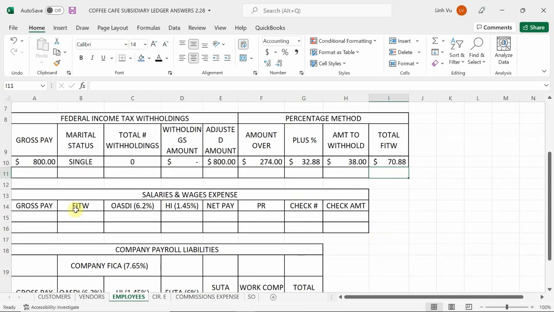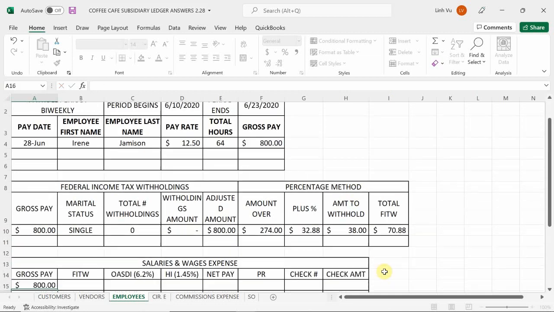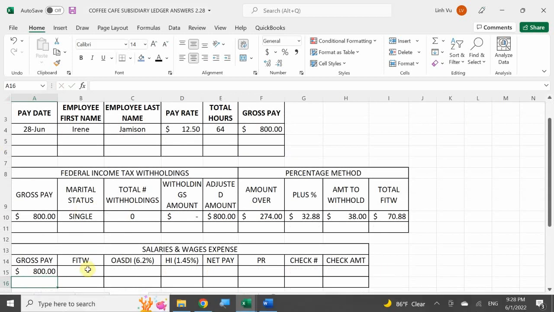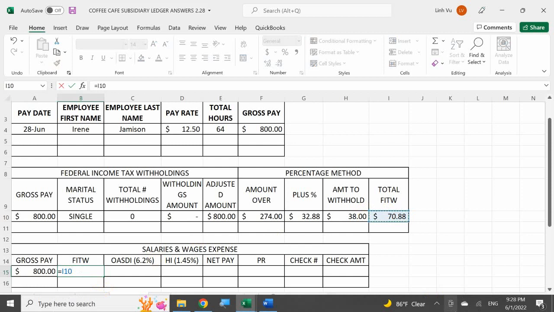Now let's talk about what other taxes she is also subject to pay, because that was just federal income tax withholdings. In this case, her gross pay was $800. Her federal income tax withholdings, which we just calculated to be $70.88.